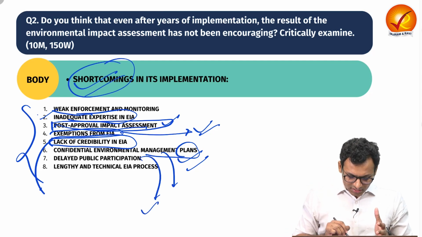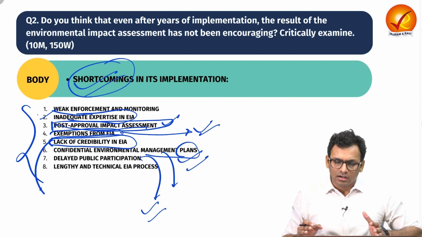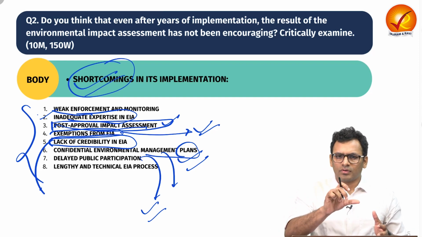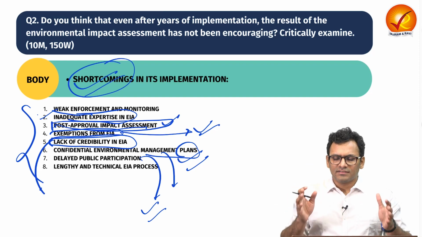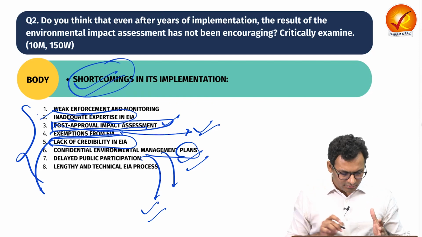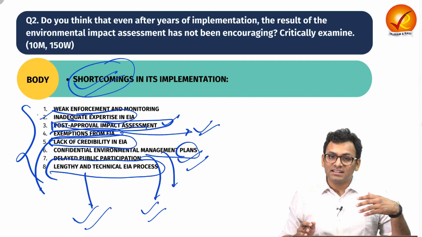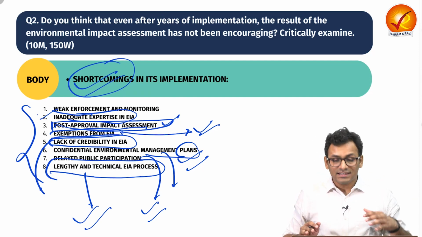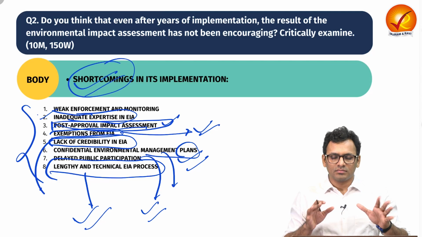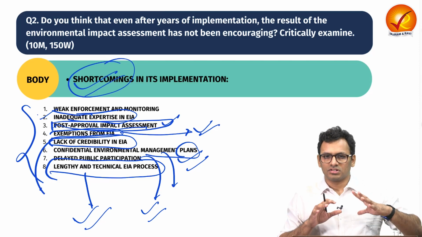Seventh, delayed public participation. This is again a big hurdle. The public participation process comes towards the end. That definitely dilutes the idea of EIA. And last is the lengthy and technical EIA process. This definitely alienates most of the participation process. So this is something that you can write in the shortcomings.